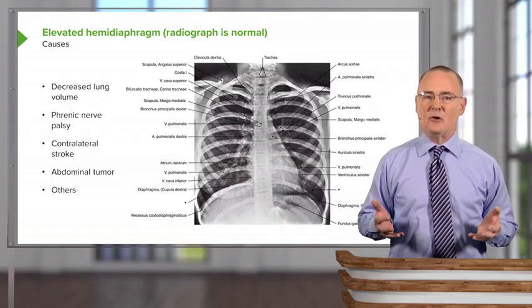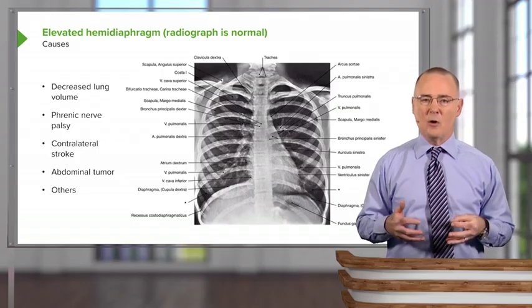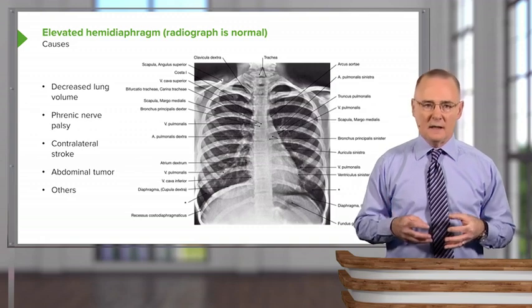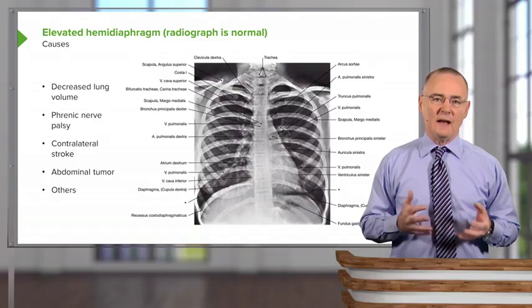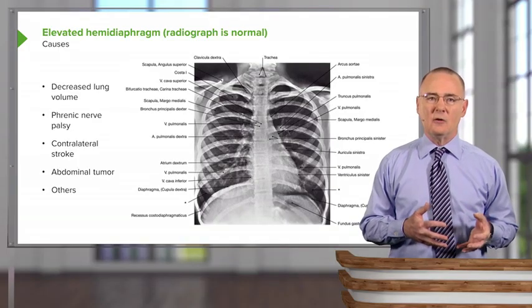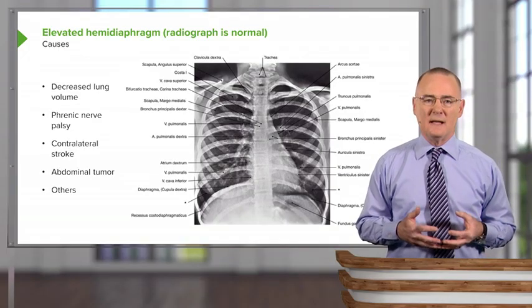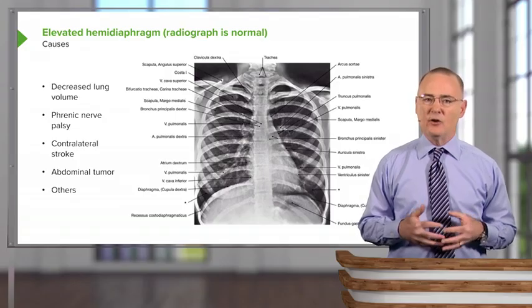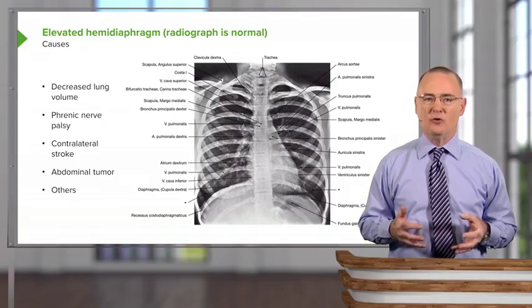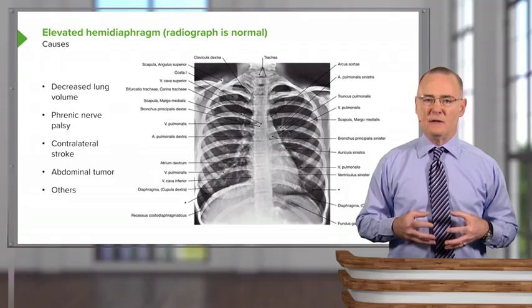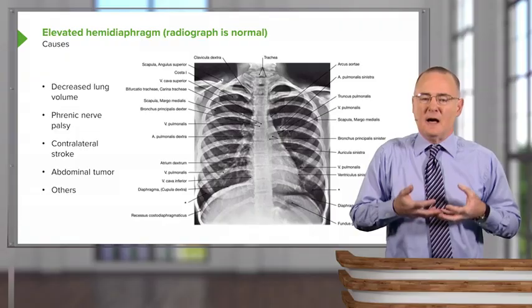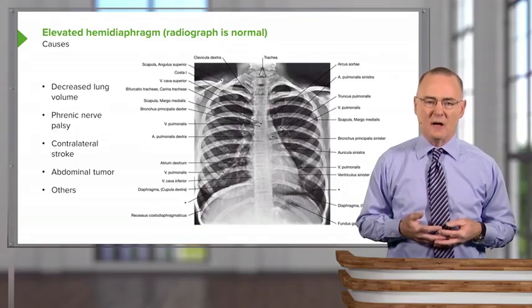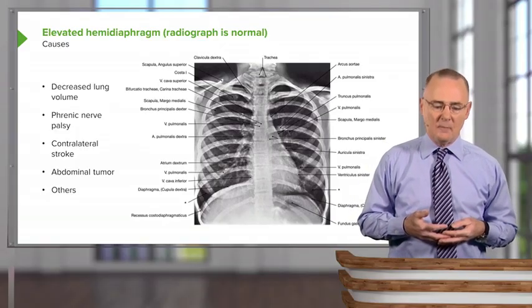A contralateral stroke affecting the motor neurons that are conveyed throughout the phrenic nerve: if it's on the left side, that would cause contralateral elevation of the right hemidiaphragm. You could have an abdominal tumor, and so you could have this growing tumor pushing upwards against the diaphragm and causing an elevation. And there are some other causes as well.